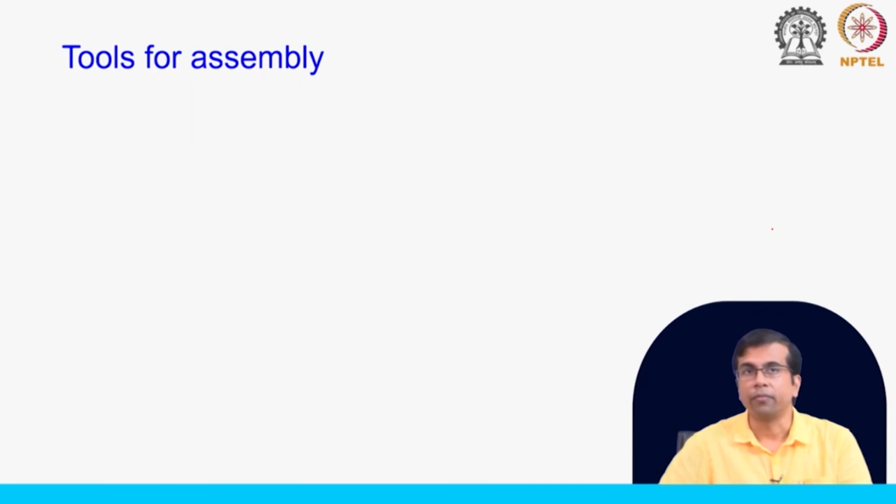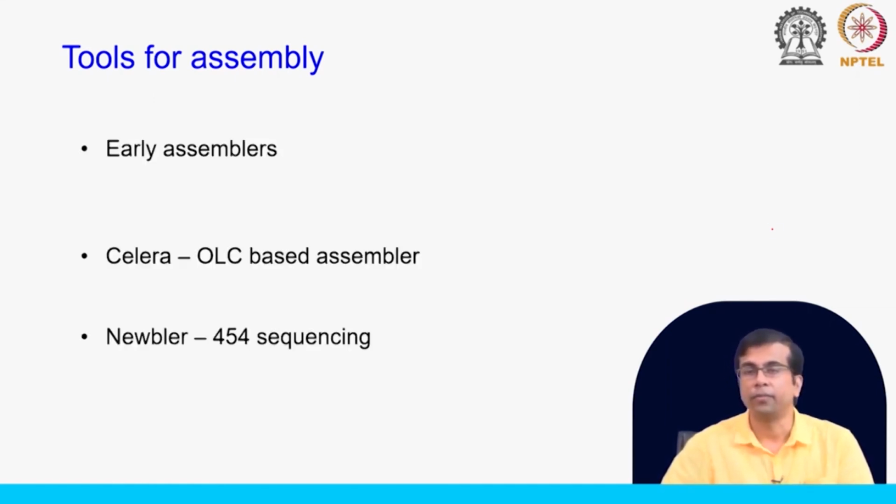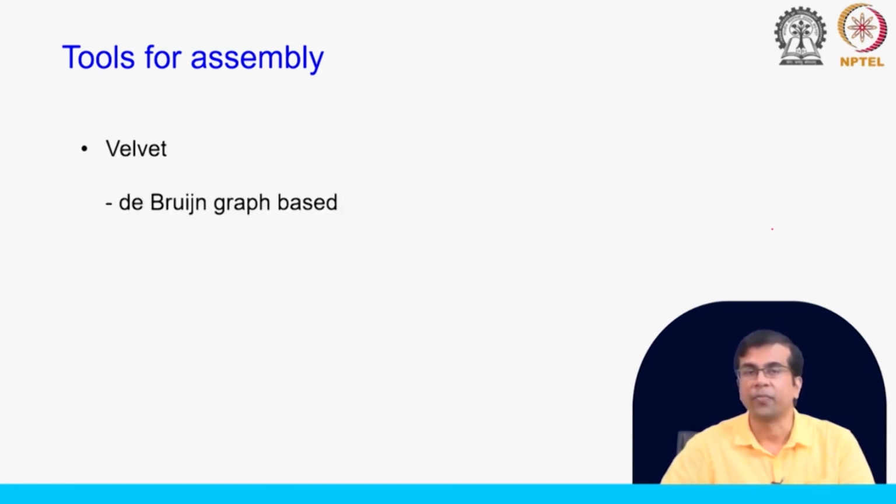Now I will mention some of the tools that you can use for the assembly. We have discussed the algorithms, and these are implemented in different tools. Of course, they are based on some of these algorithms, but they take slightly different approaches, with different implementations. The early tools for assembly included Celera. This is the assembler used for human genome assembly, again based on the Wells approach, and then we also had the Nibbler, which was the 454 sequencing assembler.